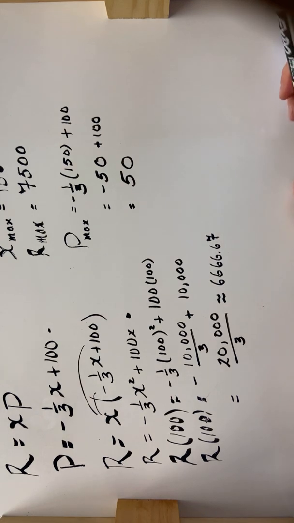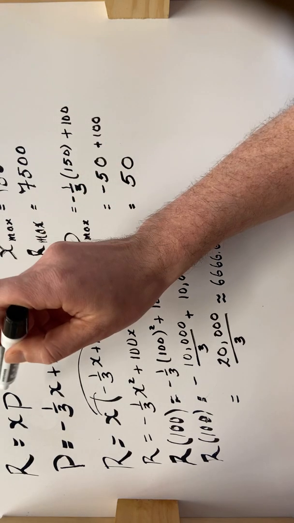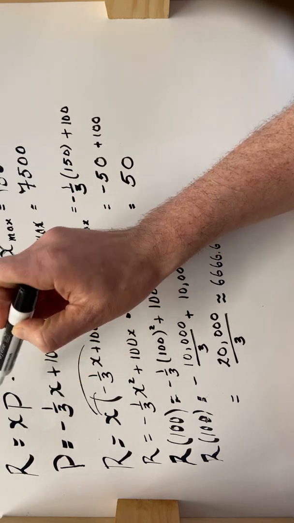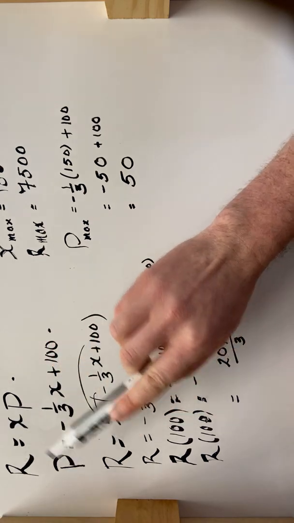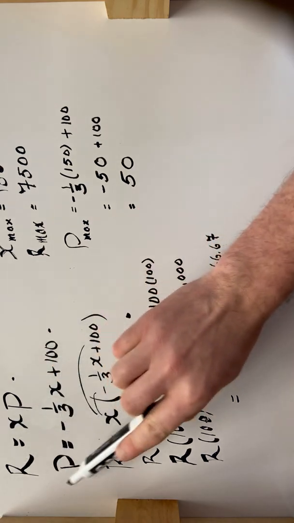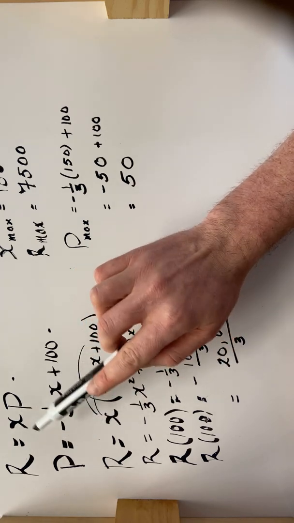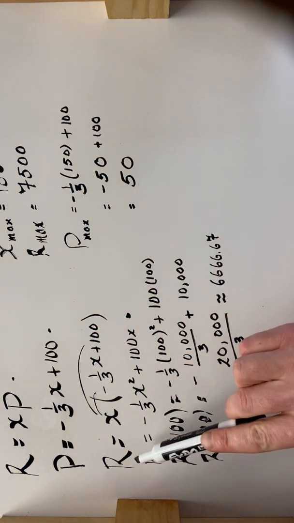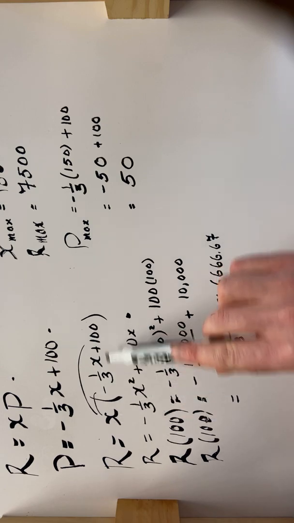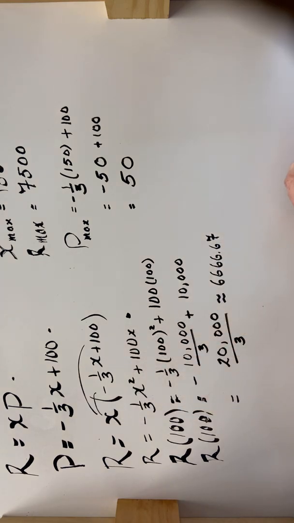That is the entire question answered, and that's how we go about solving problems like this. We start with our revenue equation, and we're given a price equation, and we substitute our price equation into our revenue equation, and therefore we're able to get revenue as a function of number of units sold, X. All right, thank you.